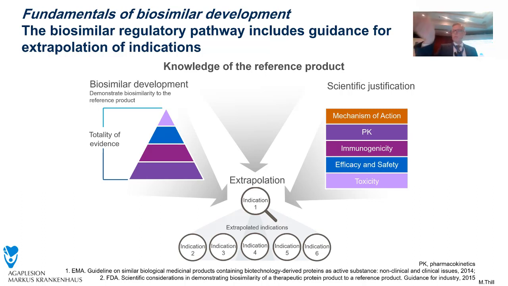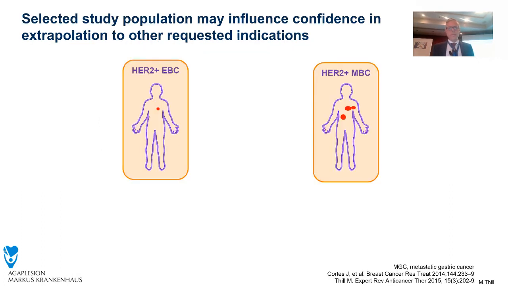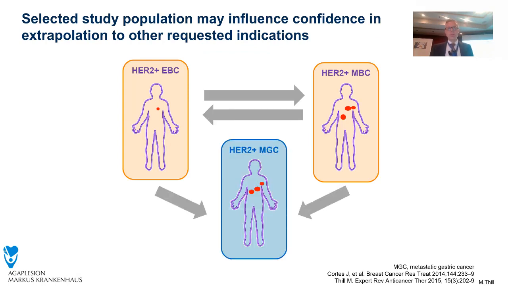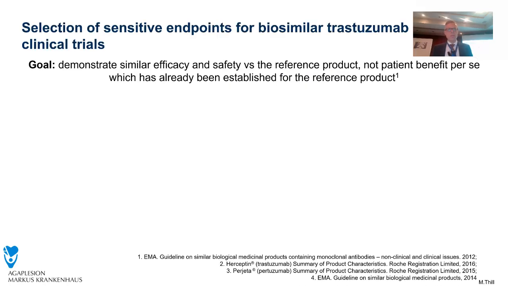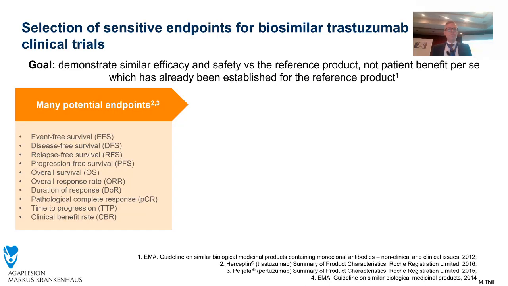And we always have to take under consideration that we have different mechanisms of action and immunogenicity and so on. And this is more difficult to show in the metastatic setting. So this is what I said already, just to illustrate. So it matters from what setting you do your extrapolation. Therefore, the ESMO positioning paper says we have to have sensitive endpoints, and the sensitivity of endpoints used in the trials matters, and this is what I explained already.